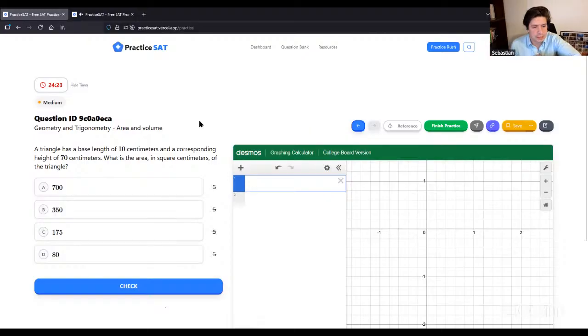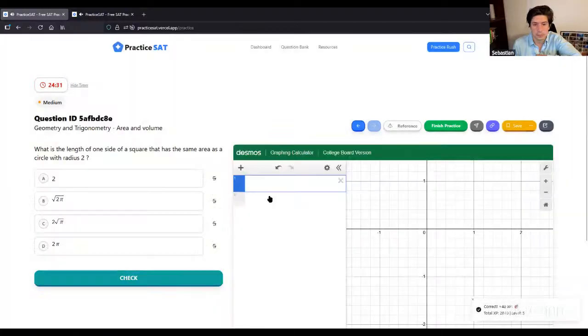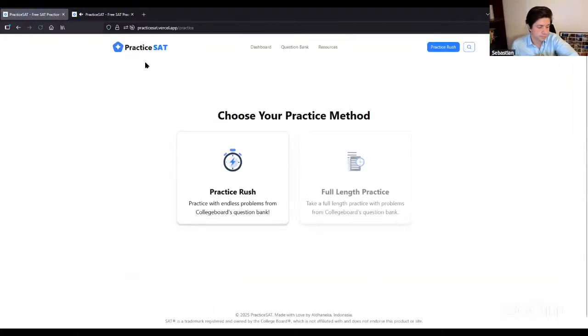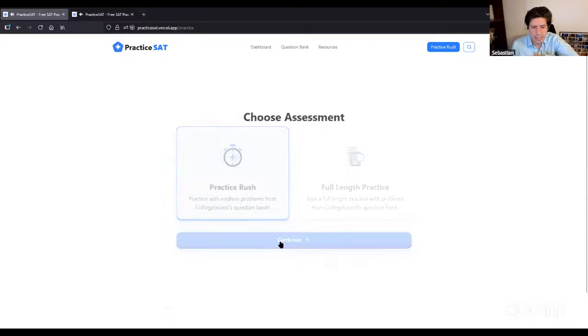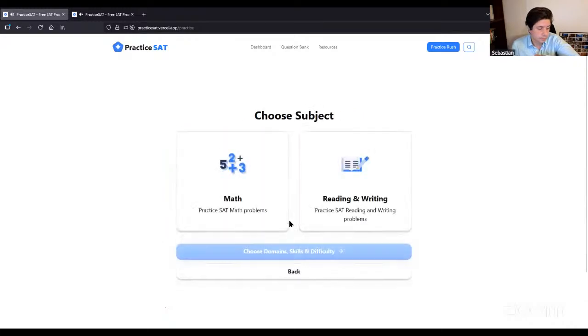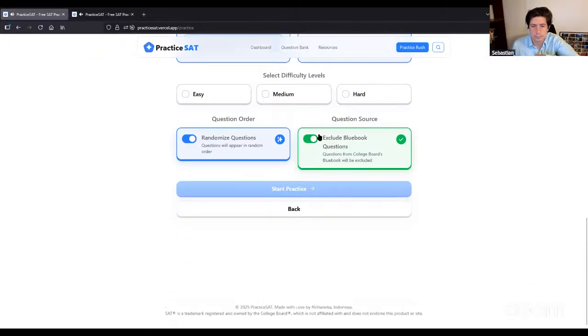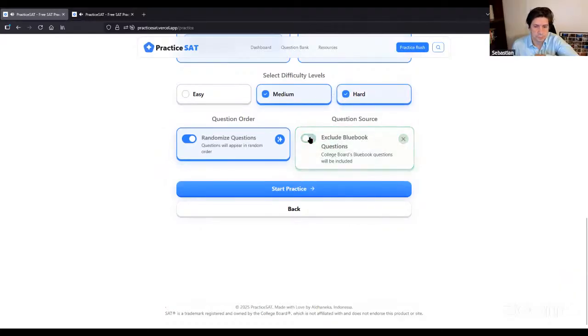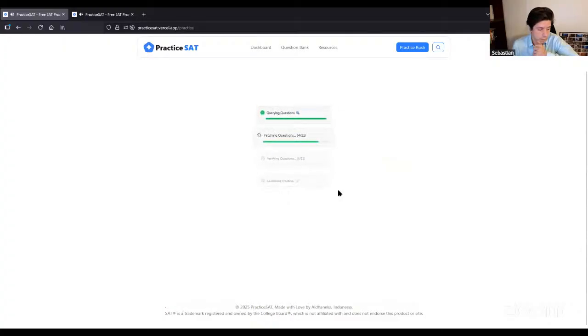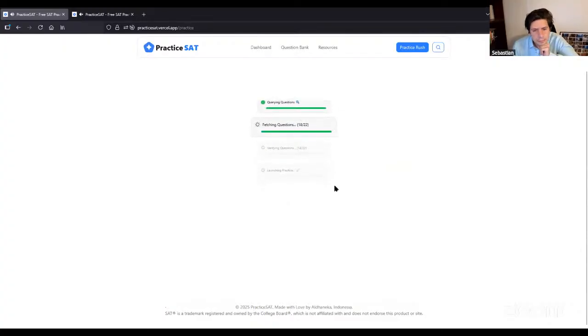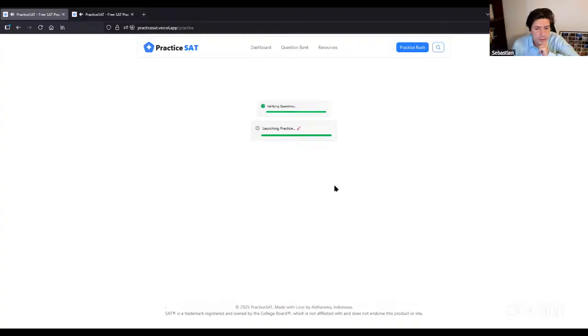A triangle has a base of 10 centimeters and a corresponding height of 70 centimeters. What is the area in square centimeters of the triangle? We just do 10 times 70 divided by 2, which will be 350. All right, so let's refresh and let's begin again. Math time. They'll do just medium and hard. Okay, it's loading up for us.